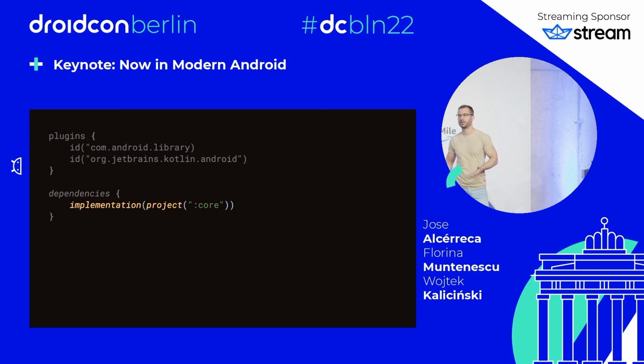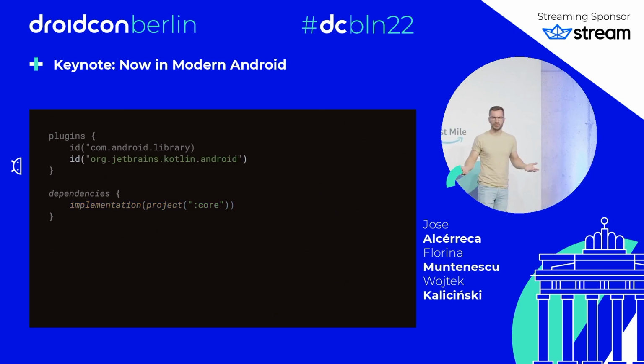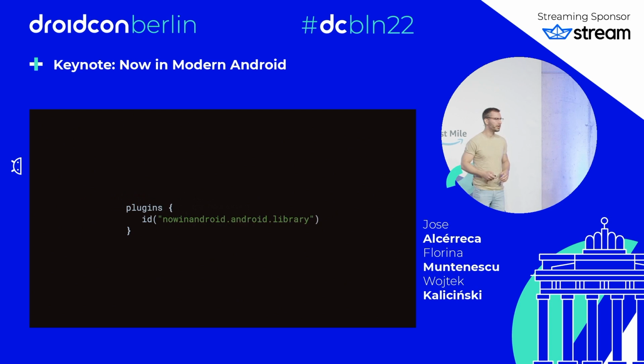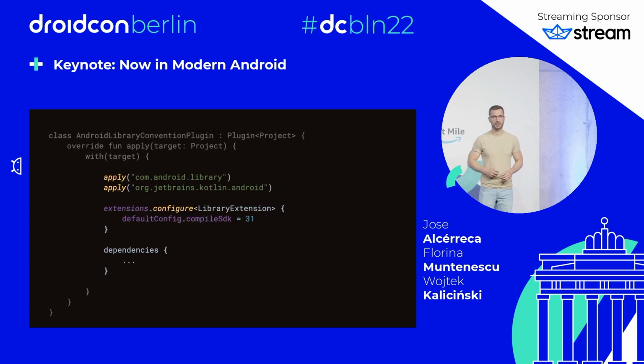Many of them depend on a common set of core utilities, and all of them probably need Kotlin. Normally, you would configure all of that in the build files using the DSL, as I just mentioned. However, as the project grows, you might find it useful to centralize all of that configuration in so-called convention plugins. And that's what we did.